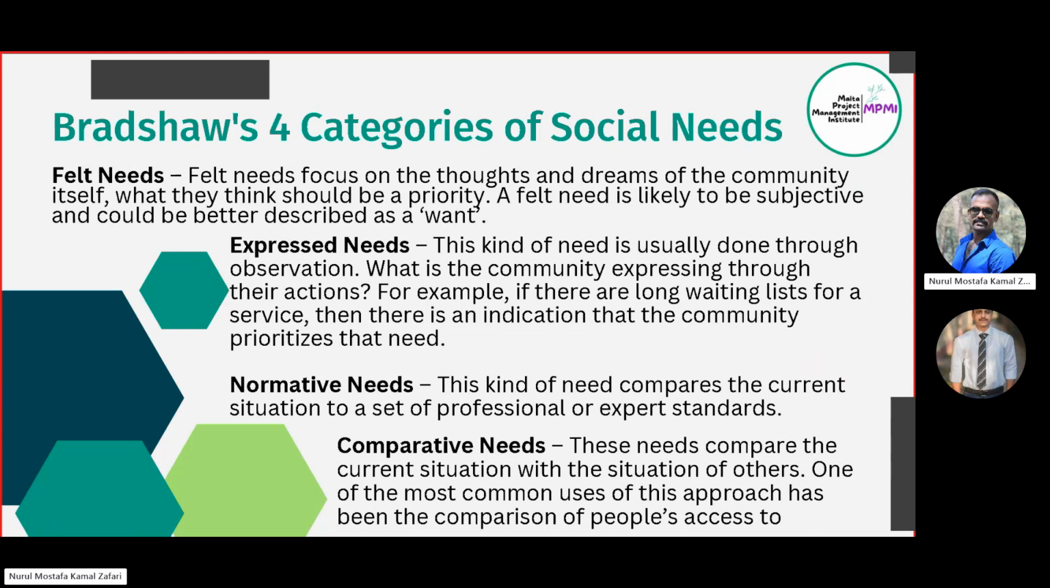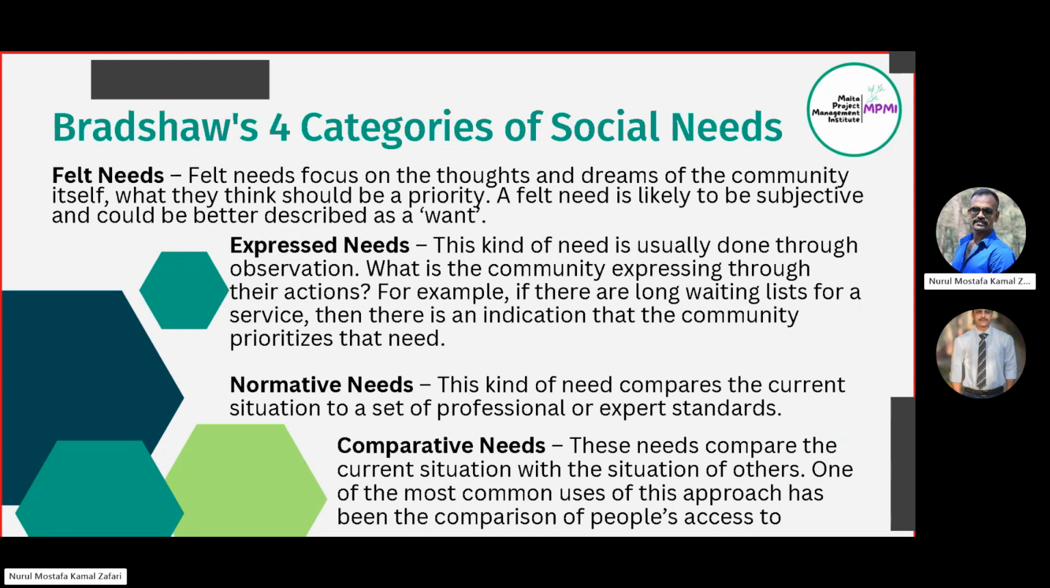Felt need is the need which is wanted by the beneficiaries and community members. Means they speak about it clearly, that we need it, and we need it.